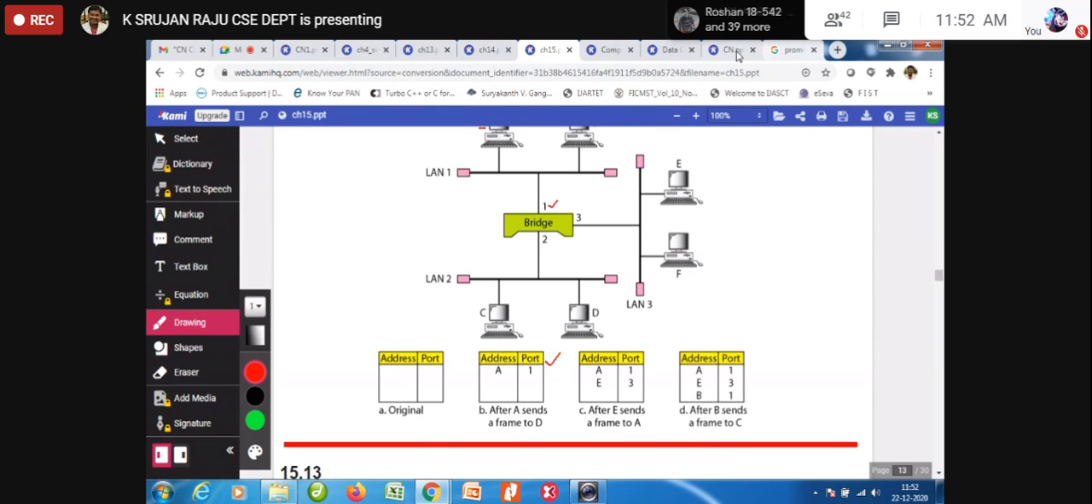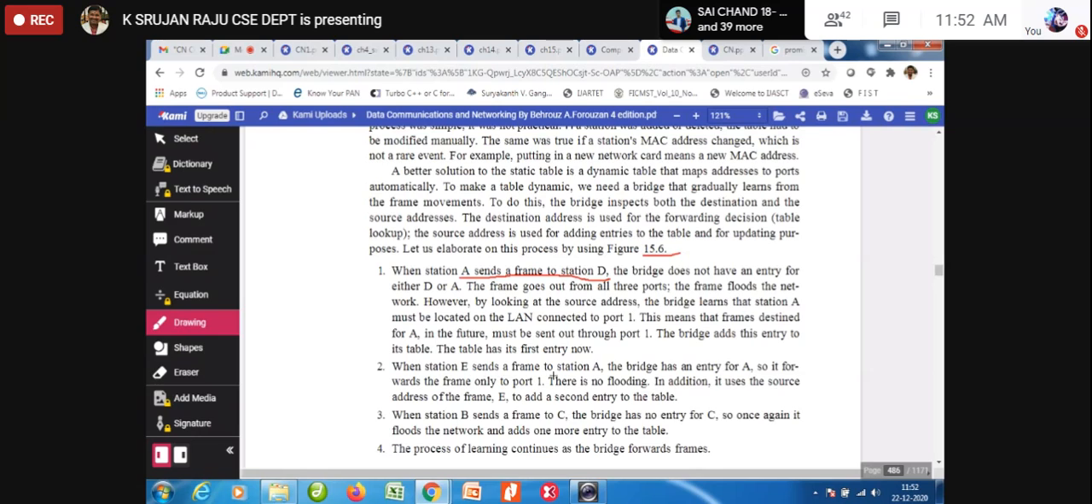Next, what we are going to talk about: when station E sends a frame to station A, the bridge has an entry for A. So it forwards the frame only to port 1 and there is no flooding. In addition, it uses the source address of the frame, E, to add a second entry in the table.